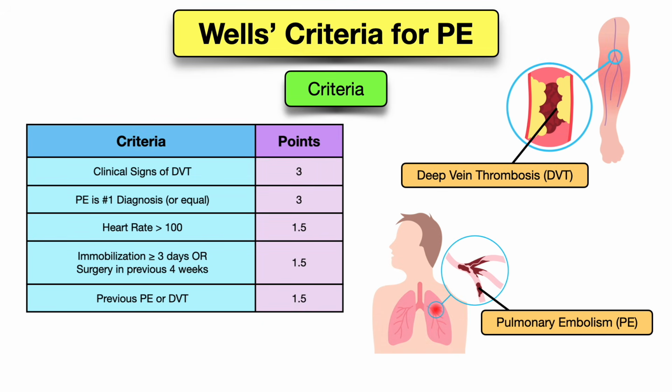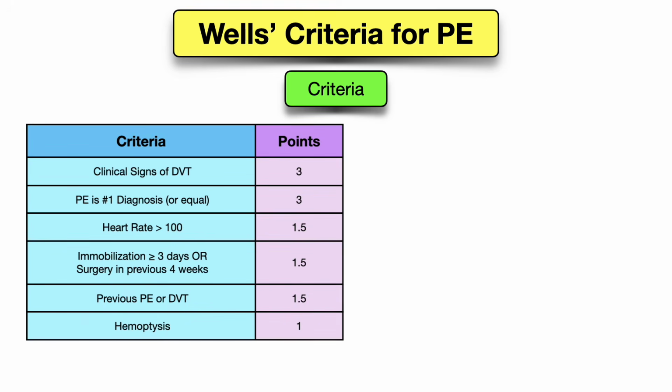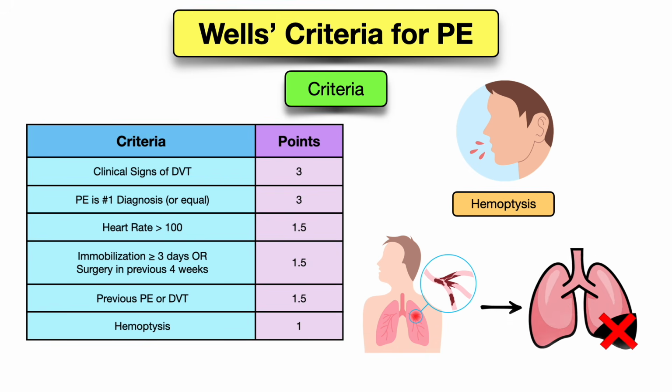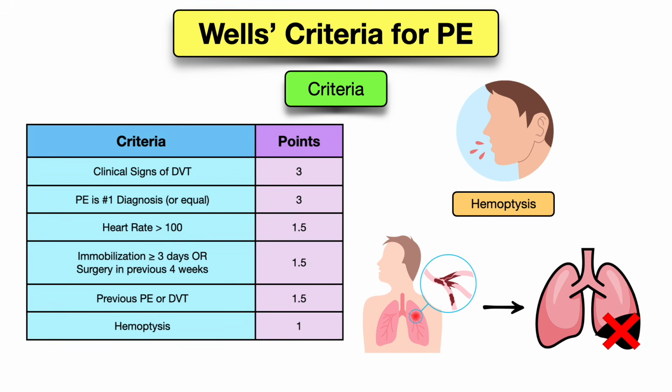Next, we have previous PE or DVT. If a patient has a history of PE or DVT, then 1.5 points are assigned. Next, we have hemoptysis, which is the coughing up of blood or blood-stained mucus from the lower respiratory tract, such as the lungs. Remember, a PE involves an artery in the lung being blocked. This can lead to pulmonary infarction, which is when the lung tissue dies from lack of oxygen from the blocked artery. The pulmonary infarction can cause someone to cough up blood. If this is present, then 1 point is assigned.